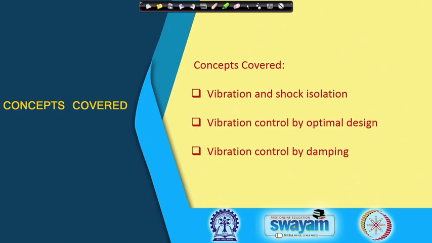In this class, you will develop the concepts of vibration and shock isolation, vibration control by optimal design, and vibration control by damping. These are very important topics in the sense that we have to reduce the level of vibration, but at the same time we have to see that in reducing the vibration we should not disturb any other things which are also pertinent for design. So, before going into the subject proper, let us come to the general scenario used in vibration control.